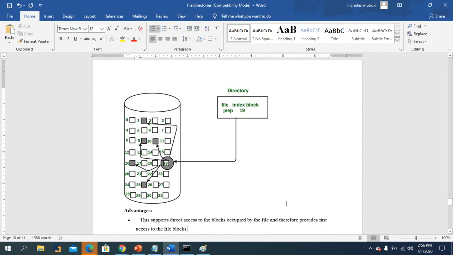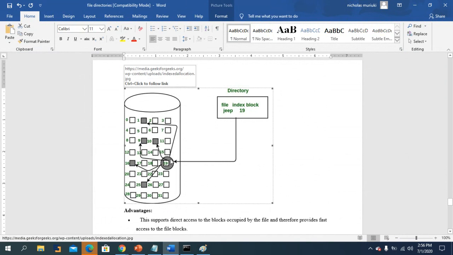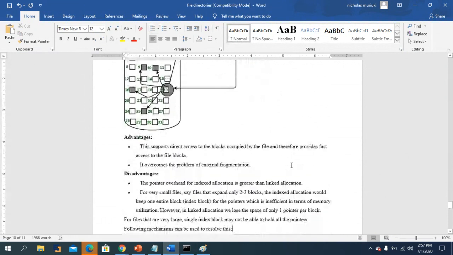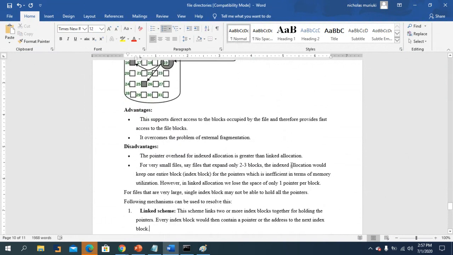If there is loss of data, you have to trace it from 19. If you cannot trace it from 19, automatically that is the loss of data that you are having. So if this file is removed, automatically all these other files can still be accessed. It doesn't matter whether you have removed it or not. It doesn't have interference from the other. That's why we are saying it supports direct access and overcomes the problem of external fragmentation. The pointer overhead is greater than linked allocation.